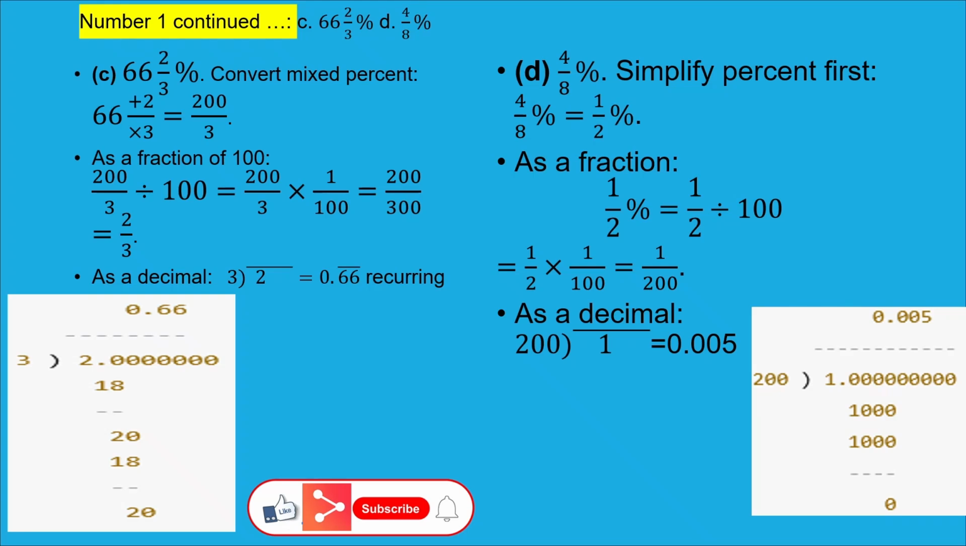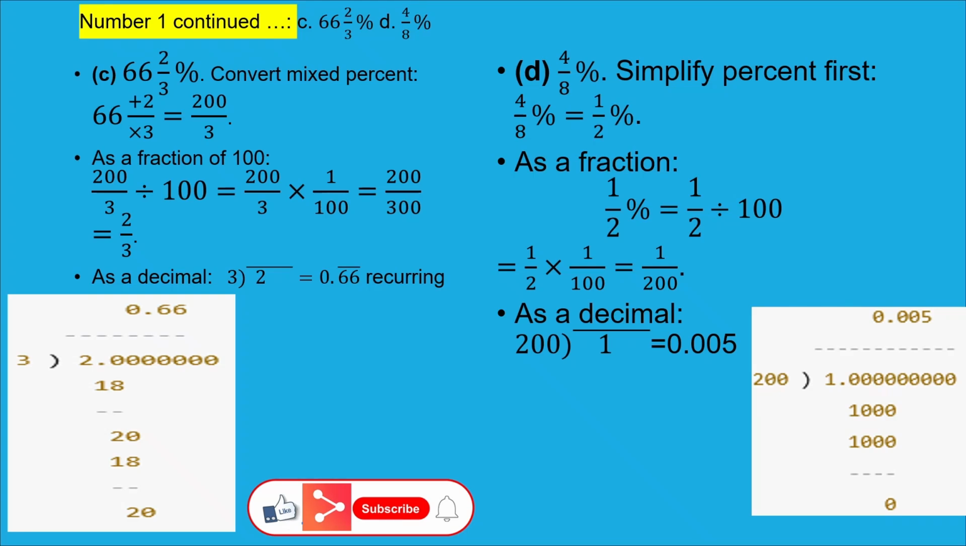As a fraction, divide by 100 because it's a percent. That means multiply by the reciprocal 1/100, and that gives 200/300. When you divide by 100 in the numerator and denominator, you get 2/3 as the simplest form. As a decimal, you divide 2 by 3 using long division, and that's the long division in the corresponding picture.